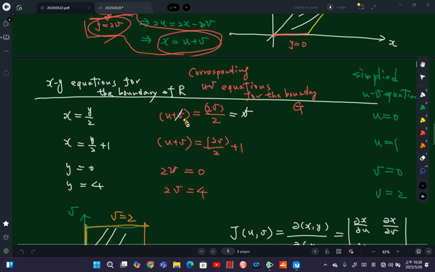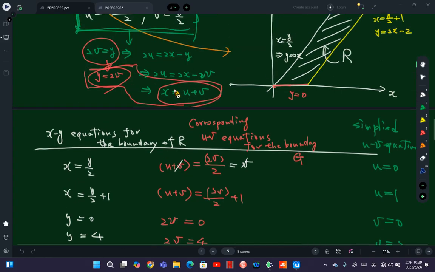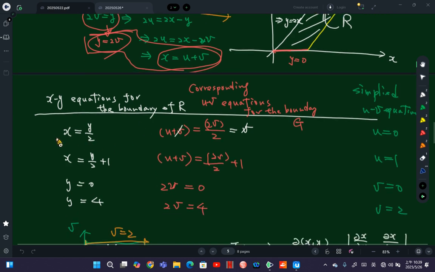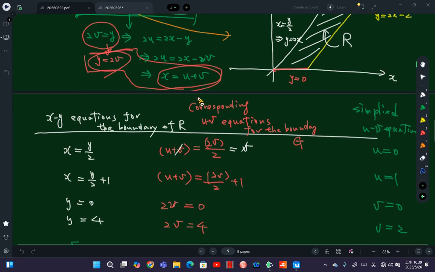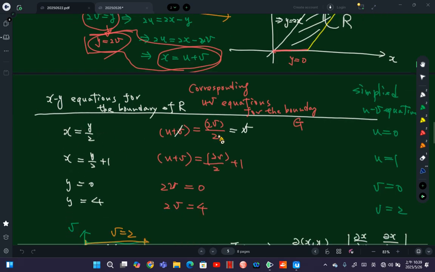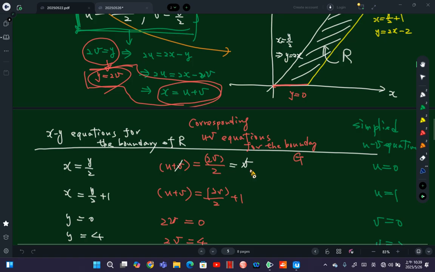So how can we do that? Right now we know x is equal to u plus v, y is equal to v. Then we just replace the variables in the original xy equations. Like this one, x is equal to y over 2. When you encounter x, put u plus v, because x is equal to u plus v. If you encounter y, please put 2v in. Then you can see we have a new equation, and through some calculation, finally we can simplify it as u is equal to 0.